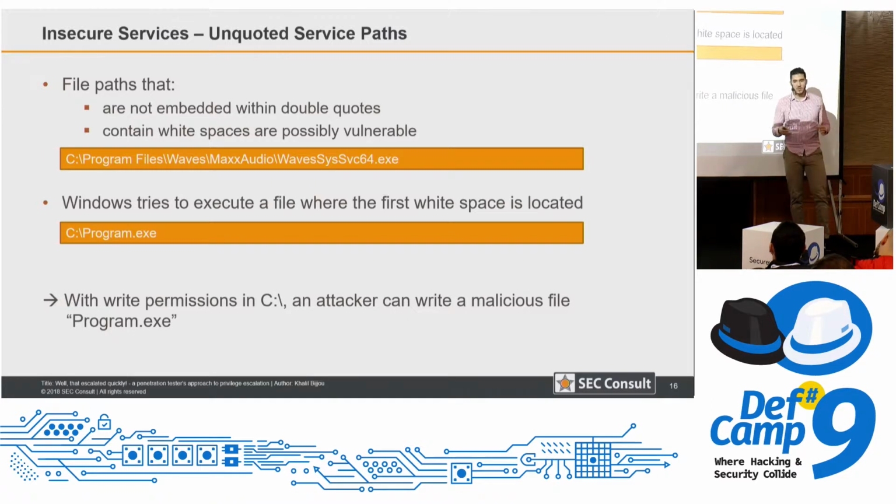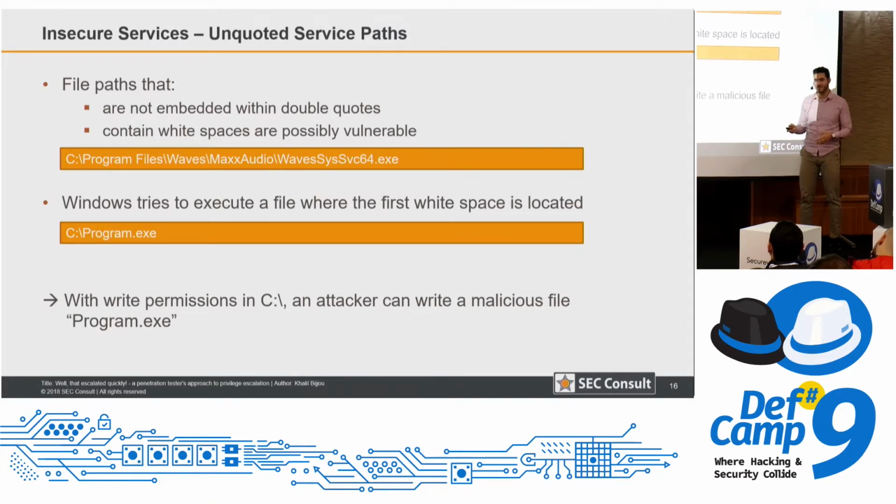What does Windows do? And this is something very weird. I don't really know why it does it, but it is how it works. It tries to execute the file C:\Program.exe. What does this mean for us? It means if we have write permissions to the C directory, we could just create our own program.exe file, and then the next time the service is loaded, our malicious file will be executed instead of the file that is defined in the file path.